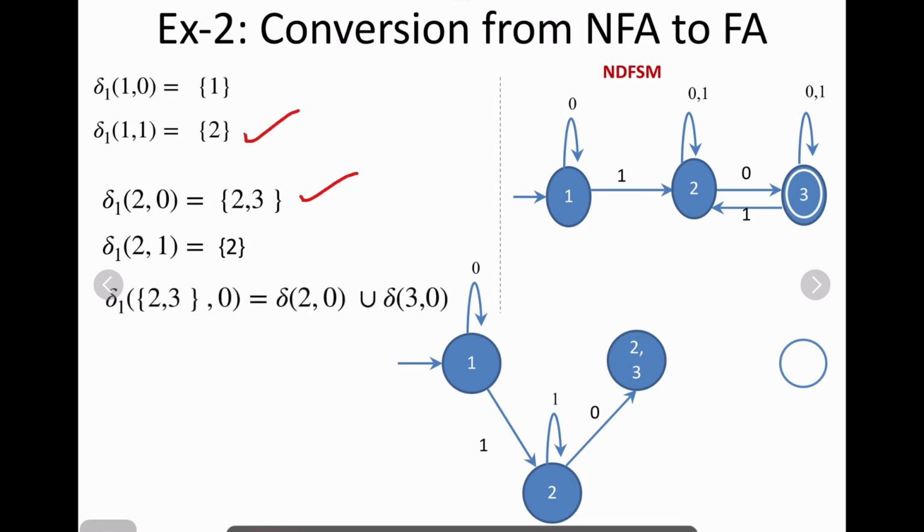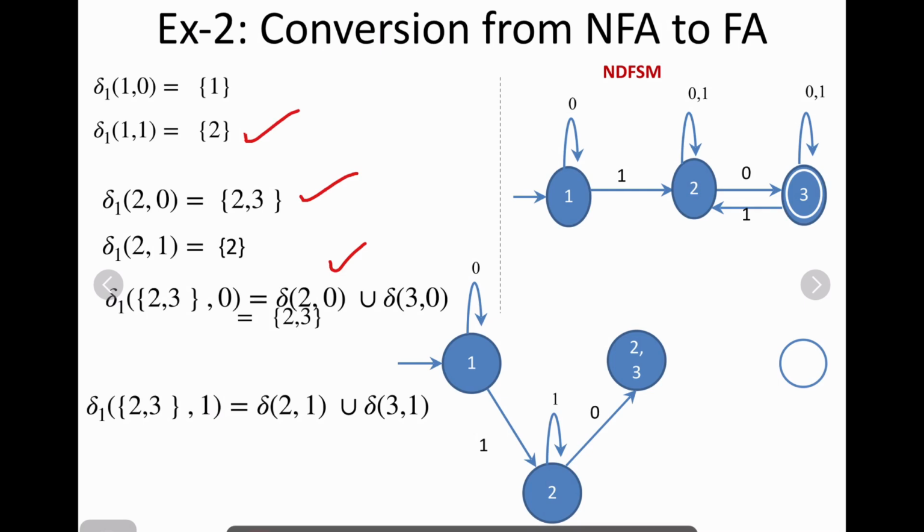You can take 2 comma 3 on 0. Then you have to split like this: delta of 2 comma 0 union delta of 3 comma 0. So 2 comma 0 gives you 2 comma 3. Then 3 comma 0 is 3. Finally we will get 2 comma 3. That is, it will go to the same state, 2 comma 3 only.